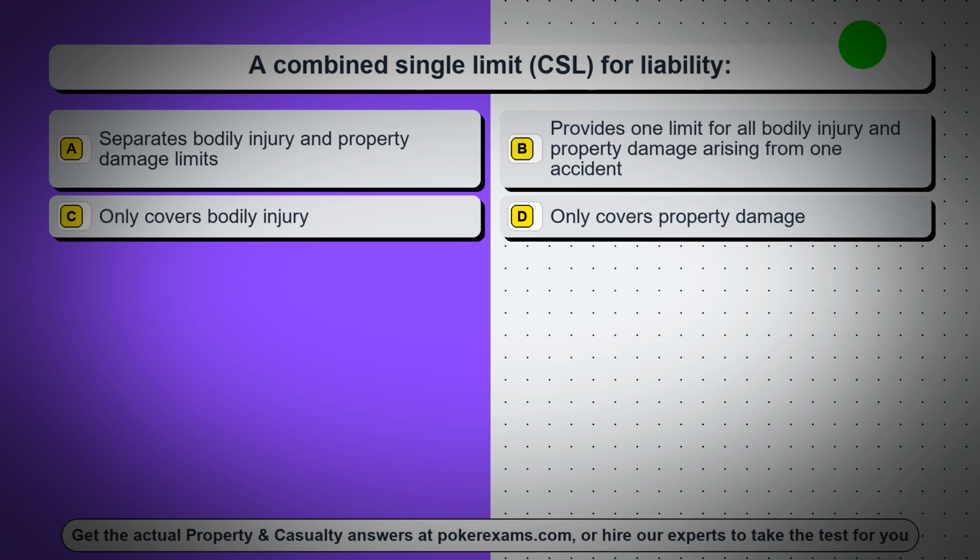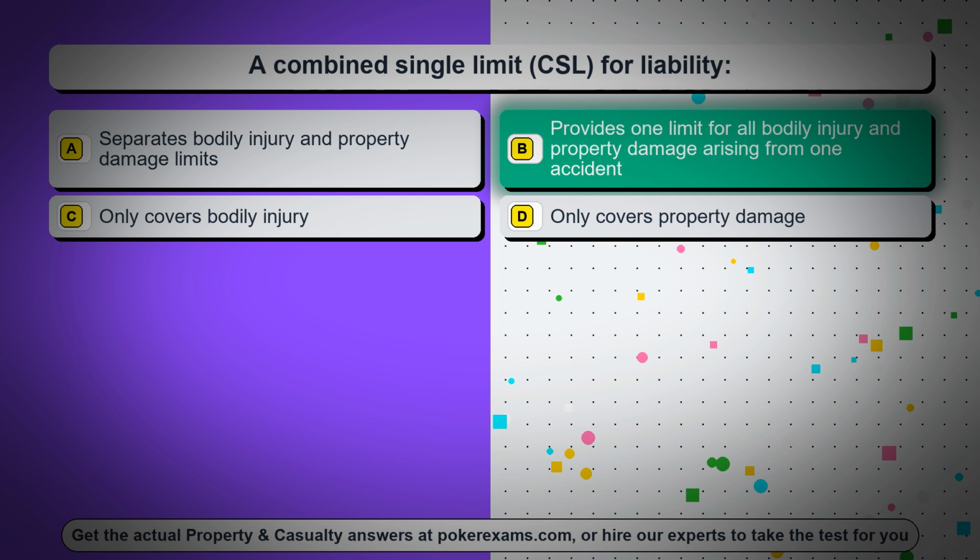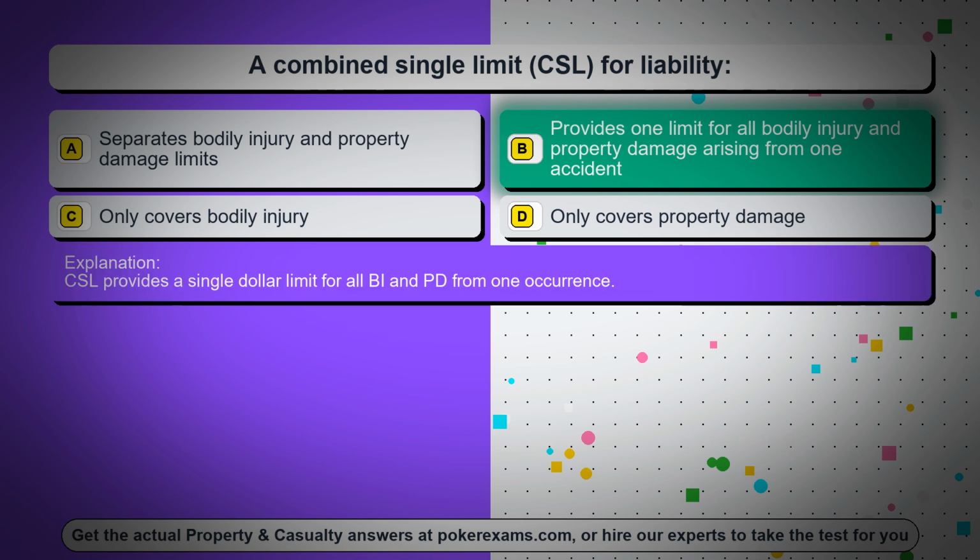Question 98. A combined single limit, CSL, for liability: option A, separates bodily injury and property damage limits. Option B, provides one limit for all bodily injury and property damage arising from one accident. Option C, only covers bodily injury. Option D, only covers property damage. The correct answer is option B, provides one limit for all bodily injury and property damage arising from one accident. CSL provides a single dollar limit for all BI and PD from one occurrence.